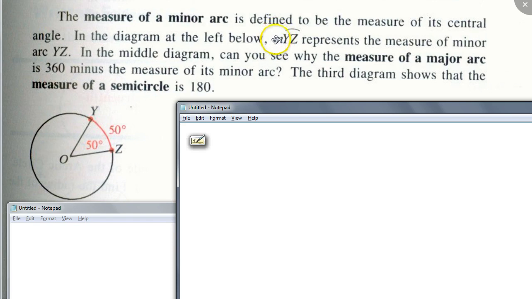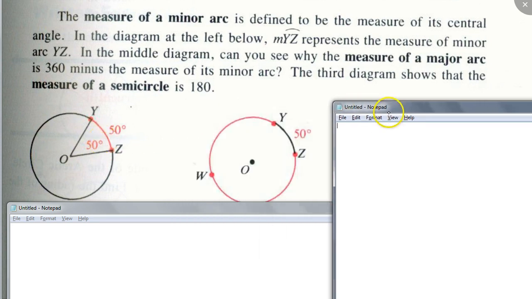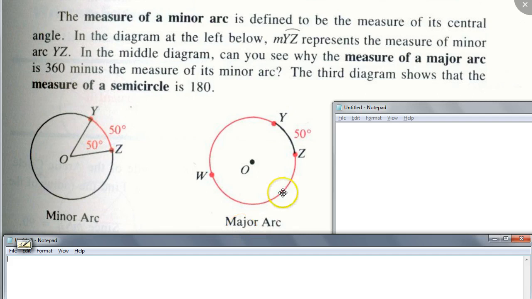Notice for measures we put that little m in front. If you're talking about the measure of an angle, we put m. Just like that, we put m for measure of an arc and so forth. So if this arc YZ is 50, guess what the measure of this major arc will be?